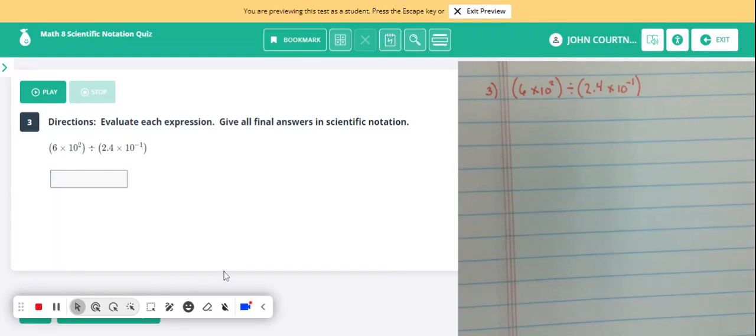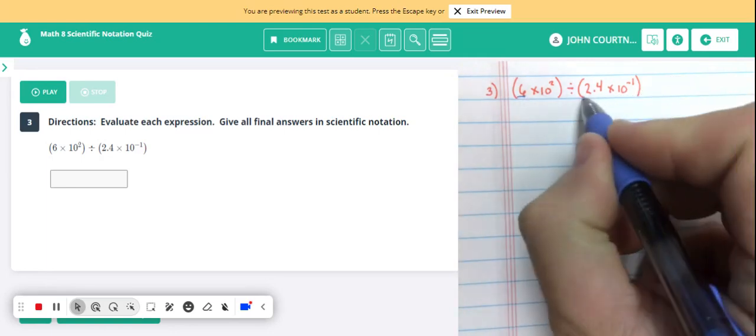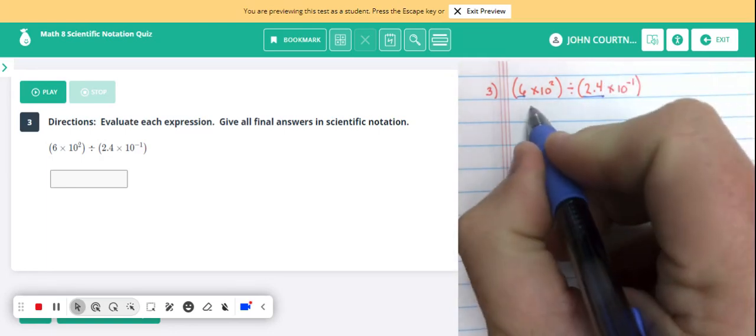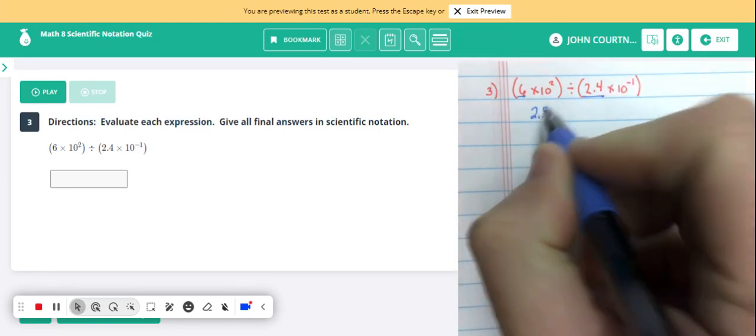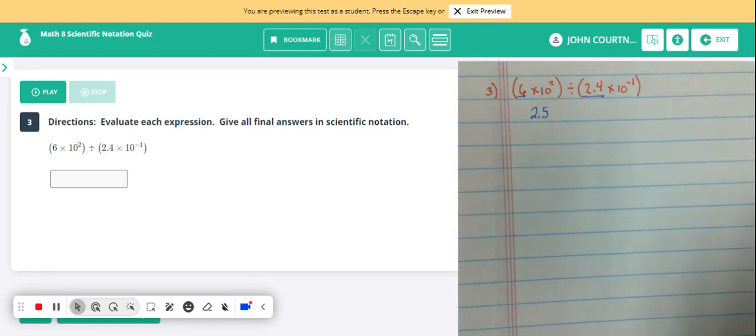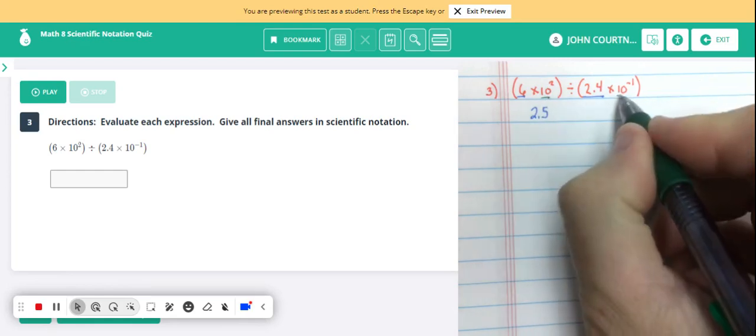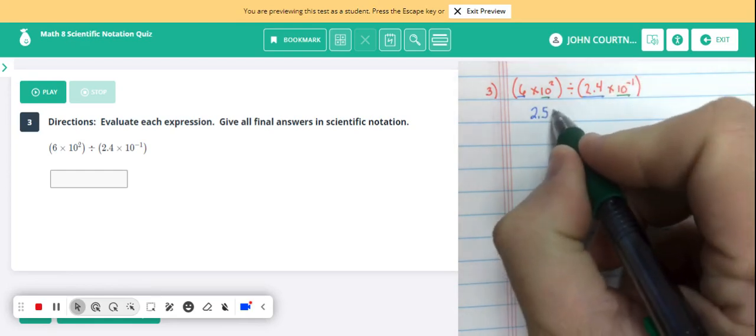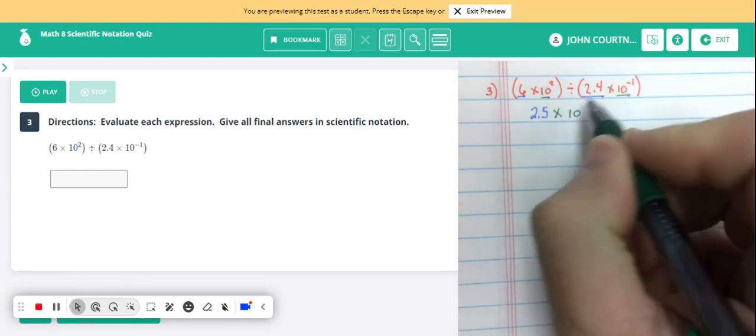So as I look at number 3, I'm looking at the same basic type of problem, but be careful. Notice this is the division problem. We see that division sign in between the two of them. A lot of times we see that written as a fraction, but it can be written that way. So we're going to do the same thing we've been doing. I'm going to take 6, I'm going to divide it by 2.4, and I'm getting 2.5. And then I'm going to subtract my exponents, because how do I divide with the same base? I keep the base, and I subtract the exponent.